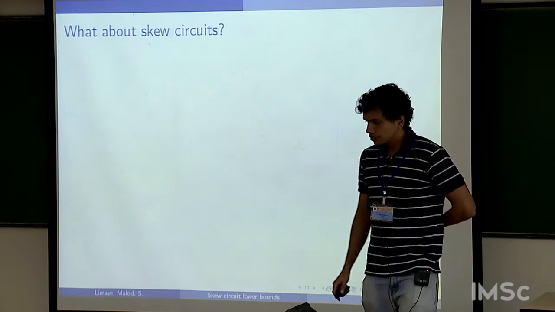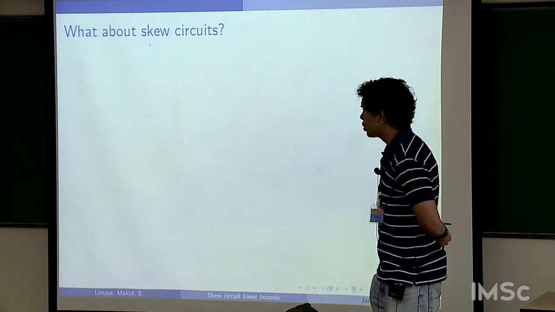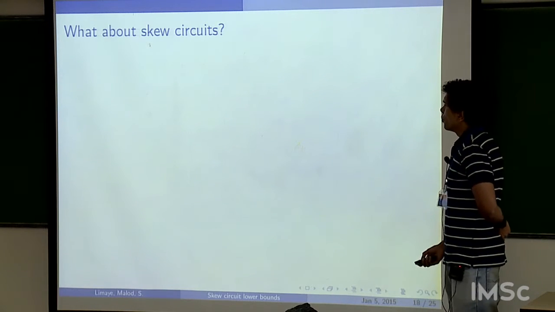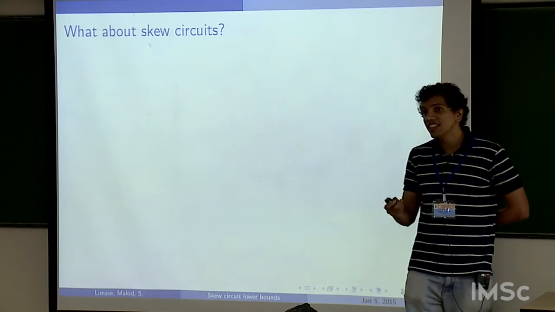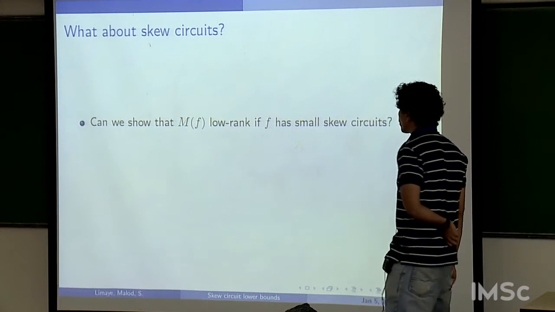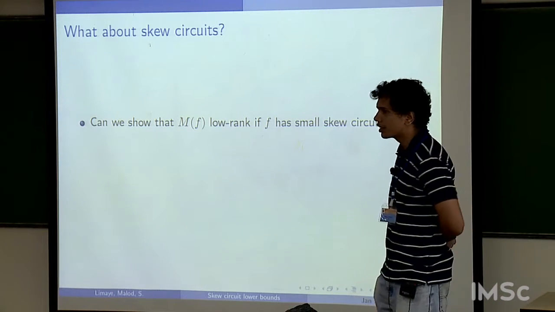All right, so what about skew circuits? So now let's get to our proof. That's Nissan's proof. How do we go about proving a lower bound for skew circuits? Well, the first thing we need to ask ourselves is if Nissan's strategy works. Can you show that this matrix that we defined for F is low rank if F has small skew circuits instead? Maybe a different technique.